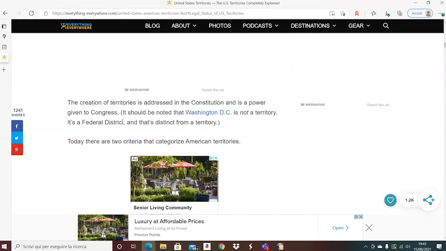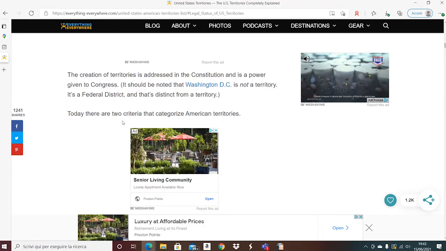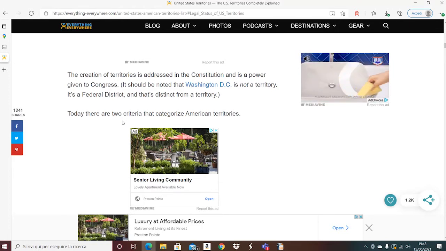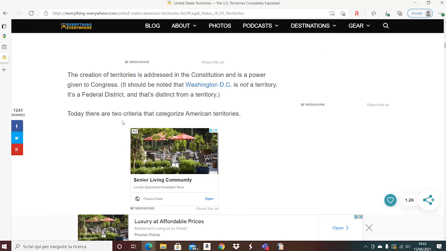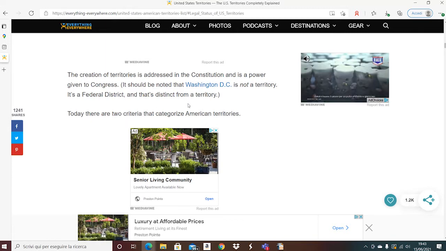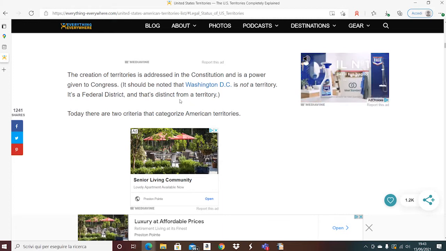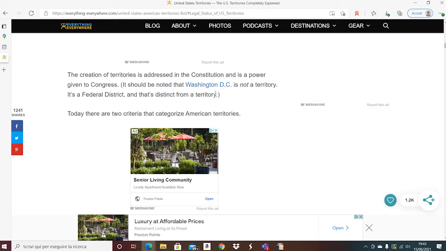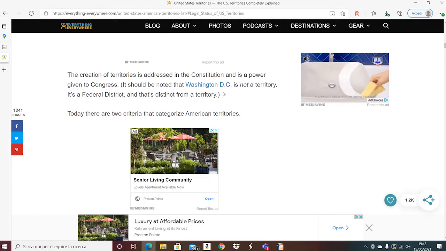So the creation of territories is addressed in the Constitution and is a power given to Congress. It should be noted, for example, that Washington, D.C. is not a territory, it's a federal district, and that's distinct from a territory. D.C. stands for District of Columbia. So it's a federal district, not a state.